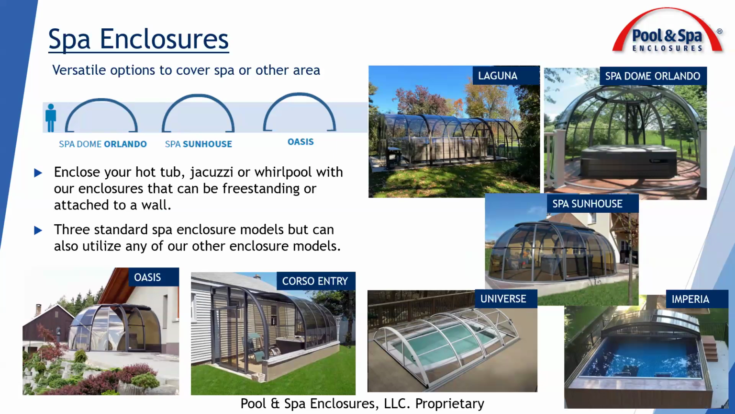We have folks who say, no, I just want a low height one to cover my spa, like you see the Universe model there. The Imperia model attached to the side of a spa gives them the ability to open that up and utilize that swim spa throughout the year. The Oasis and Corso are meant for leaning to the side of a home with the Corso model, or the Oasis, which actually butts to a side of a home so that somebody could theoretically open a door and walk right out into their enclosure.